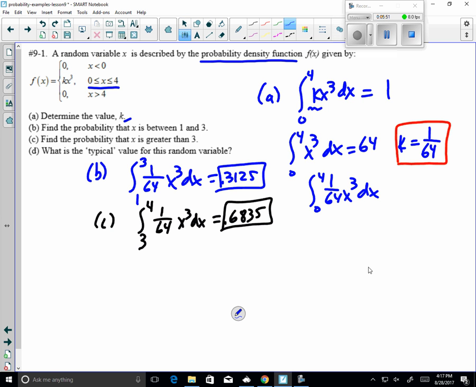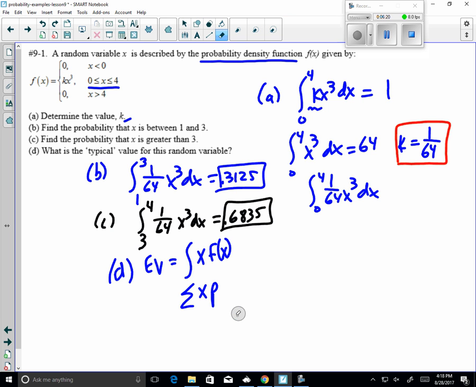Okay, so typical value. Well, there's two expressions that we can use for typical value. One of them is called the expected value. For the expected value, we have to take the integral, and the values of the variable are x's, and f of x is a probability density function. It's really the continuous variable analog to taking a sum of data values times their probabilities. The data values are x's, and f of x is a probability density function.